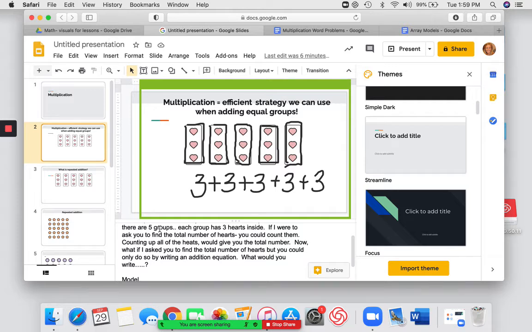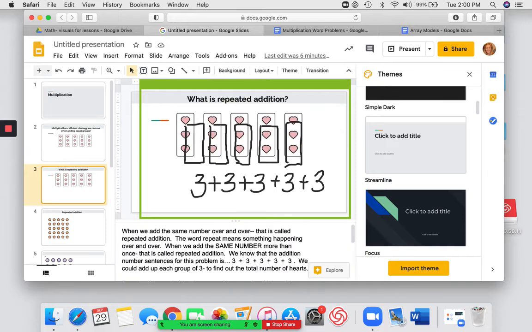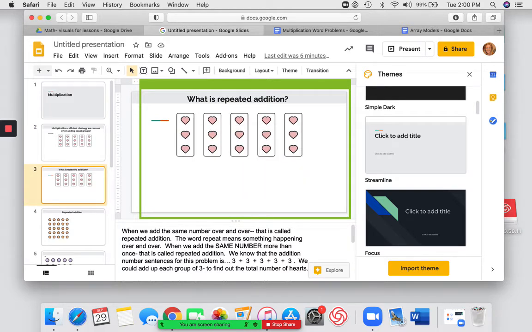We know that when we see an equal groups model, we can find the total by adding each group. I'm noticing that there are 3s. We're adding a set or group of 3 each time because this model has a group of 3. There's one group, group 2, group 3, group 4, and group 5. Let's keep going.